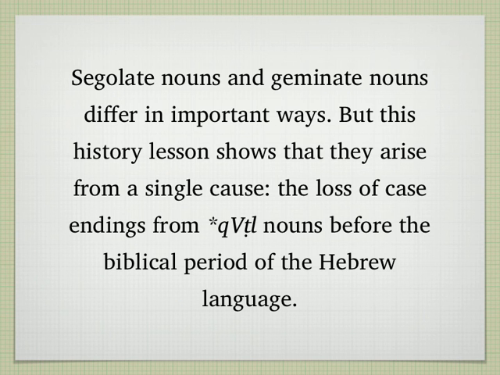So segolate nouns and geminate nouns differ in important ways, but this history lesson shows that they arise from a single cause: the loss of case endings from unsuffixed forms of these nouns before the biblical period of the Hebrew language. Hope you find this helpful. If you don't, turn your back on it and never think of it again. If you do, you might want to revisit Lesson 5A and B and look again at biblical forms of geminate and segolate nouns and see if this casts a little fresh perspective on them.